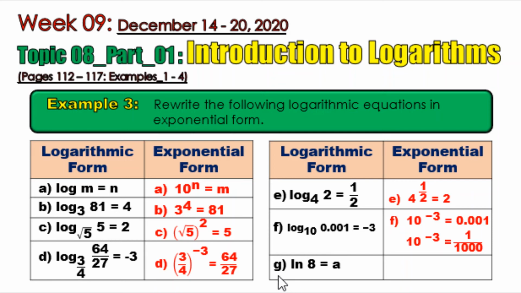And for letter G, we have ln 8 is equal to A. ln means this is a natural logarithm, and if we have a natural logarithm, we use e as our base. What do you think is its exponential form? Remember, this is the exponent, this is the answer, and our base is e. Therefore, its exponential form is e raised to A is equal to 8.